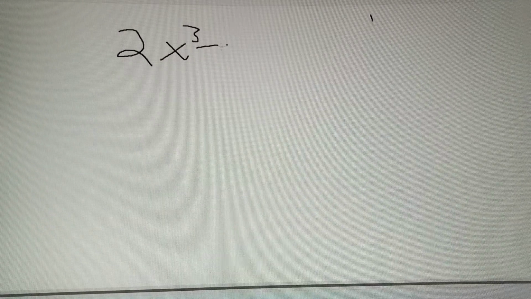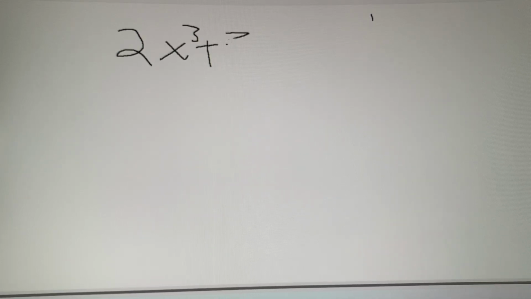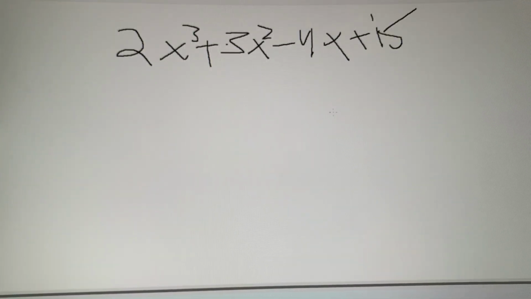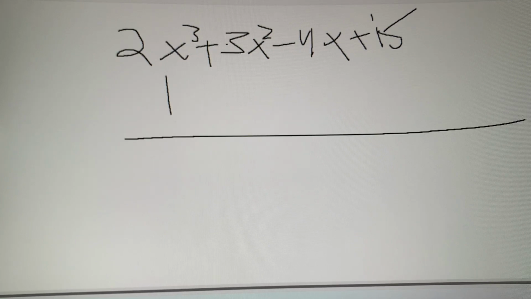Alright, just jumping right in, let's start with 2x to the power of 3 plus 3x squared minus 4x plus 15. First thing you're going to do is build this model right here. This is what we're going to use to divide it. It looks similar to that of long division, just maybe flipped upside down and mirrored, but close enough. And we're also going to be dividing this by x plus 3.